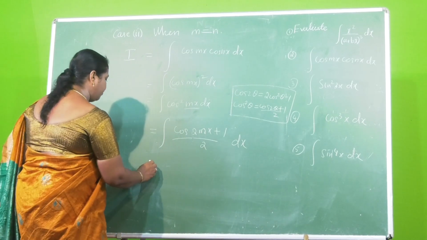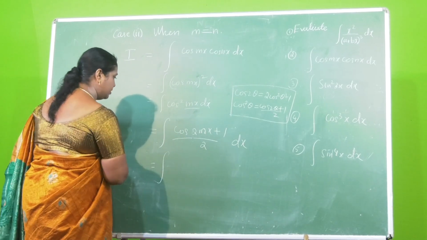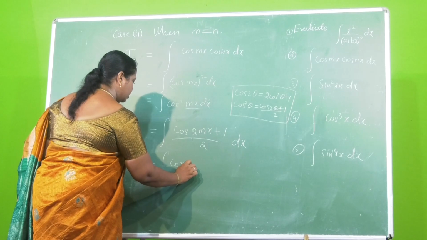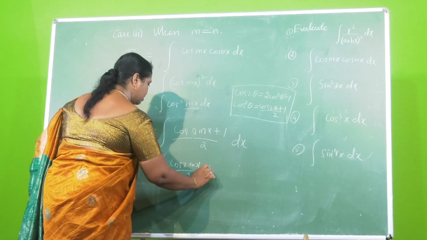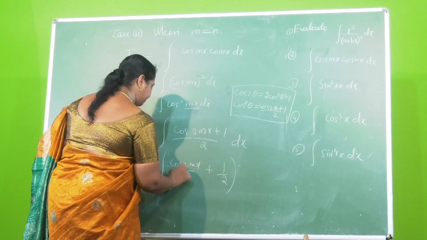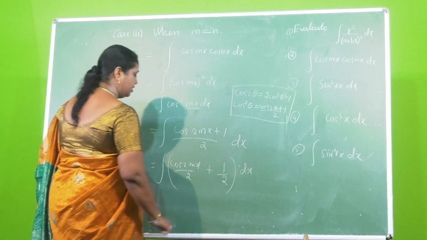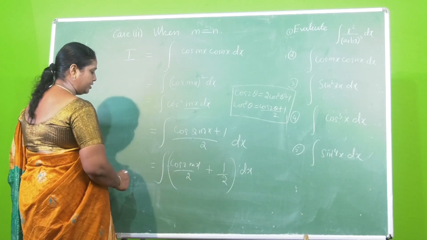So, now tell me what this integral will become? Integral of cos 2mx divided by 2 plus 1 by 2, dx. So, if you integrate this term, what will be your answer?